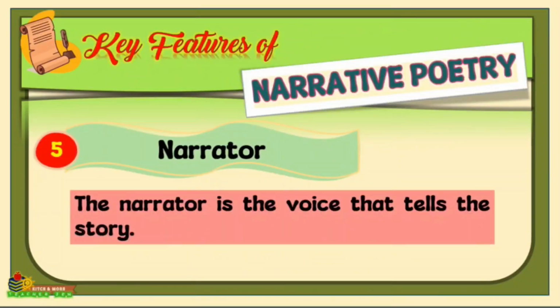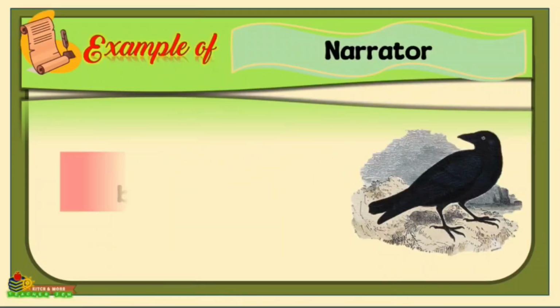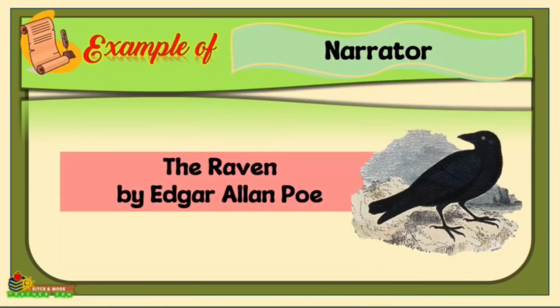The next feature is narrator. The narrator is the voice that tells the story. The narrator can be a character in the story or an outside observer who describes the events and thoughts of the characters. For example, in The Raven, the narrator is the speaker who shares his internal emotional turmoil. He speaks directly to the reader, guiding them through his growing despair.